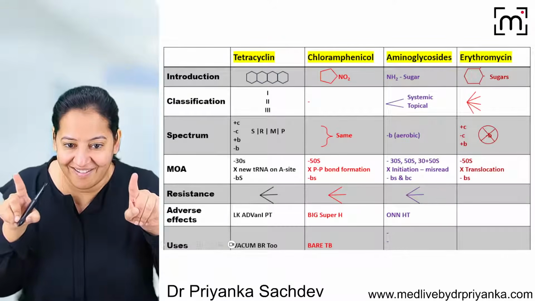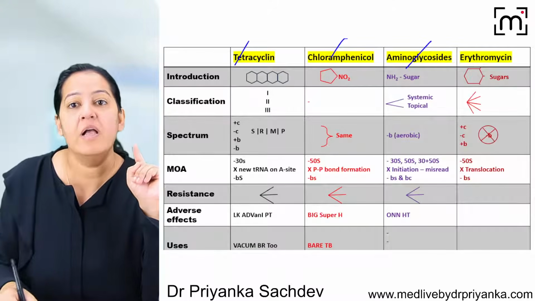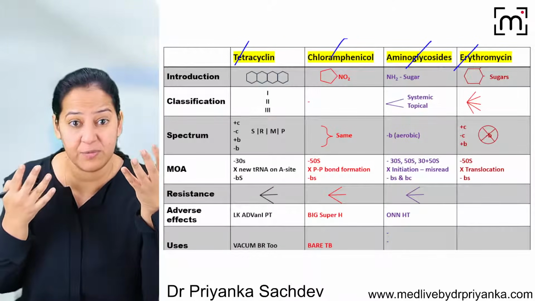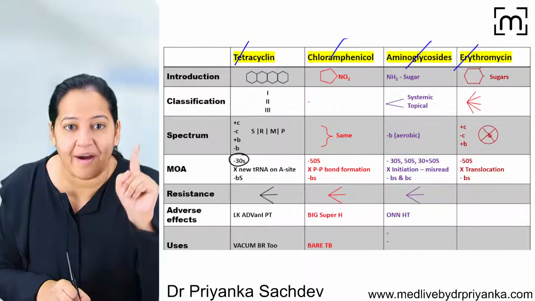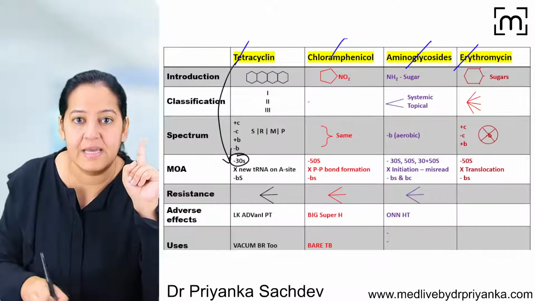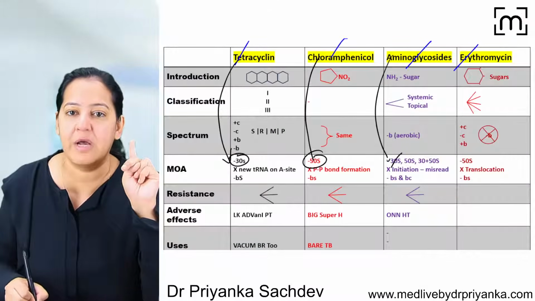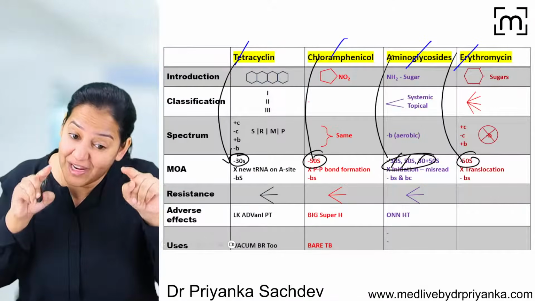Now compare. See, don't change the sequence. If you don't change the sequence, tetracycline, chloramphenicol, aminoglycoside and erythromycin, things are super simple. If you change the sequence, you will get confused. Tetracycline acts on 30S. Please learn it by heart. Chloramphenicol acts on 50S. Aminoglycoside acts on both: 30S also, 50S also, junction also. And erythromycin again acts on 50S. Please, you get questions on that.